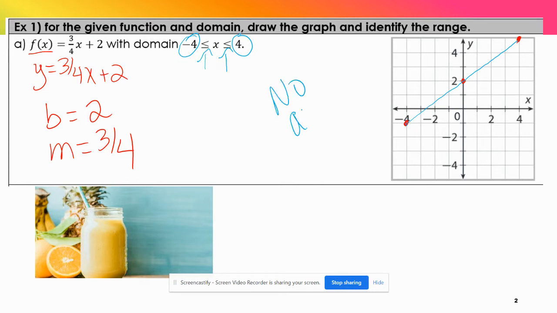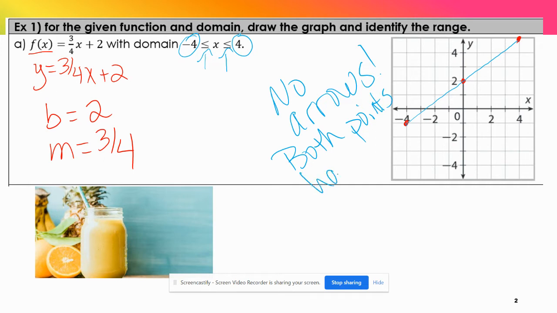So we have no arrows, and both points have closed circles because they're both equal to. Let's try another one.